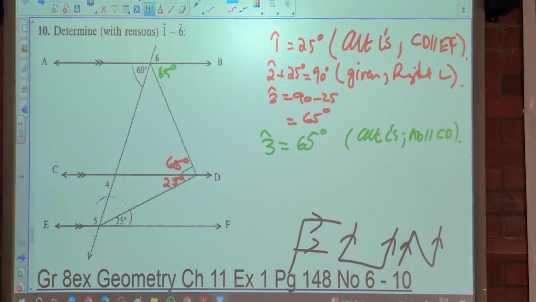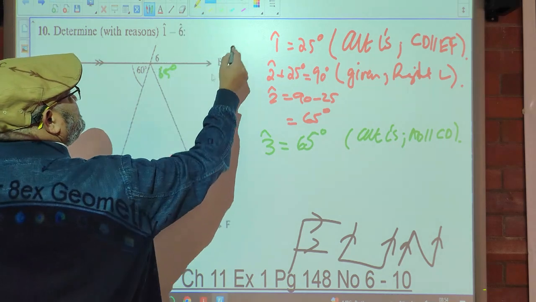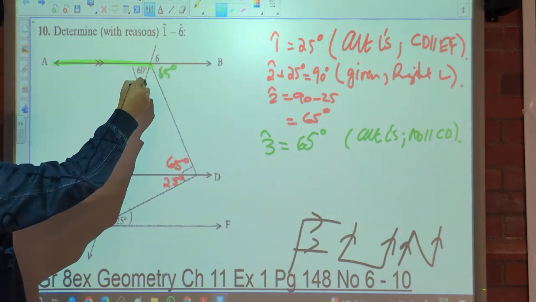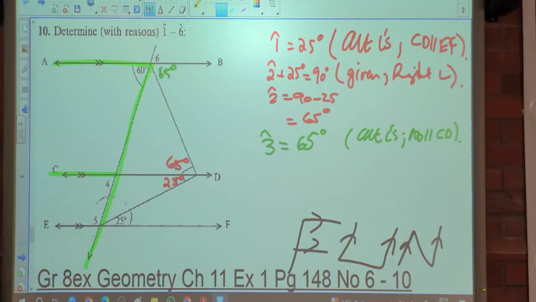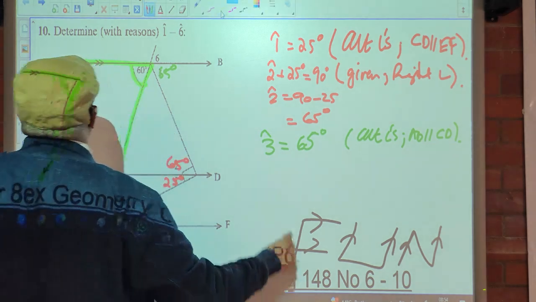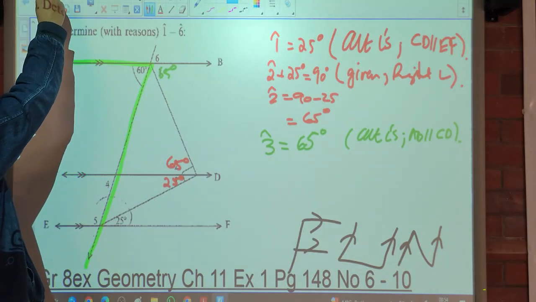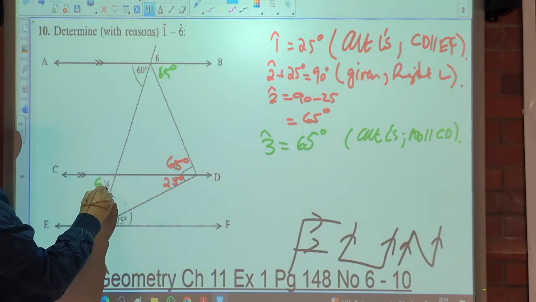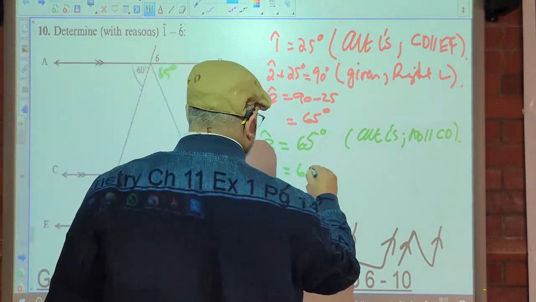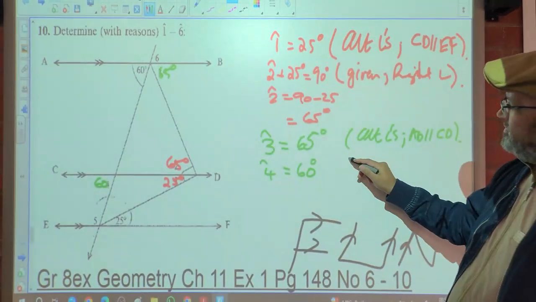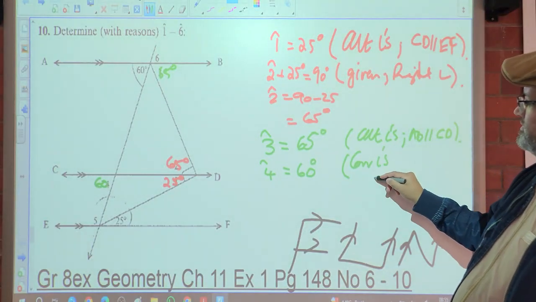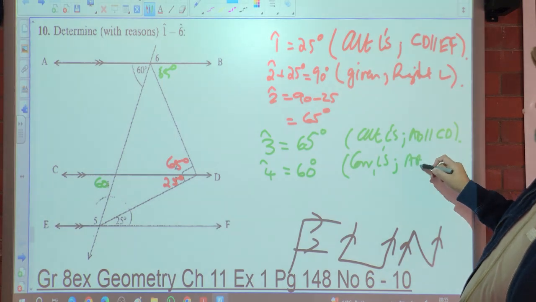Number 4. Corresponding. For those of you who can't see it, there's the F. Can you see that, people? So, angle 4 is equal to 60 degrees. Angle 4 is 60 degrees. Why? Because of corresponding angles with AB being parallel to C.